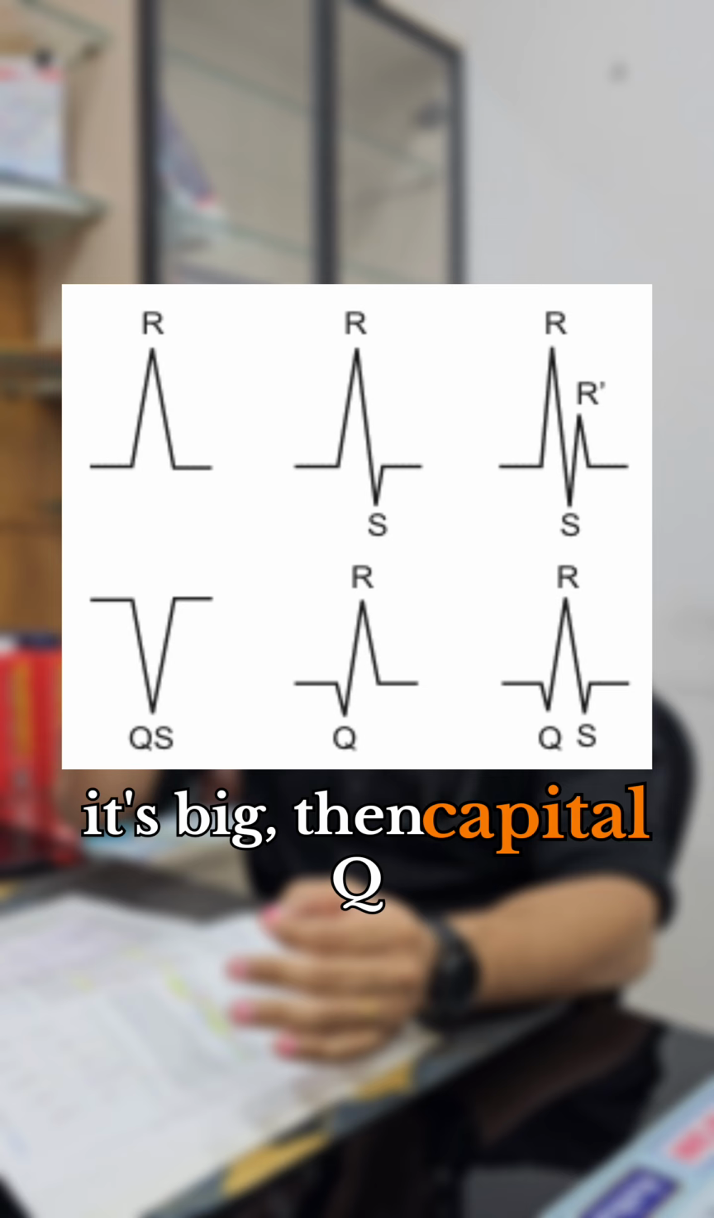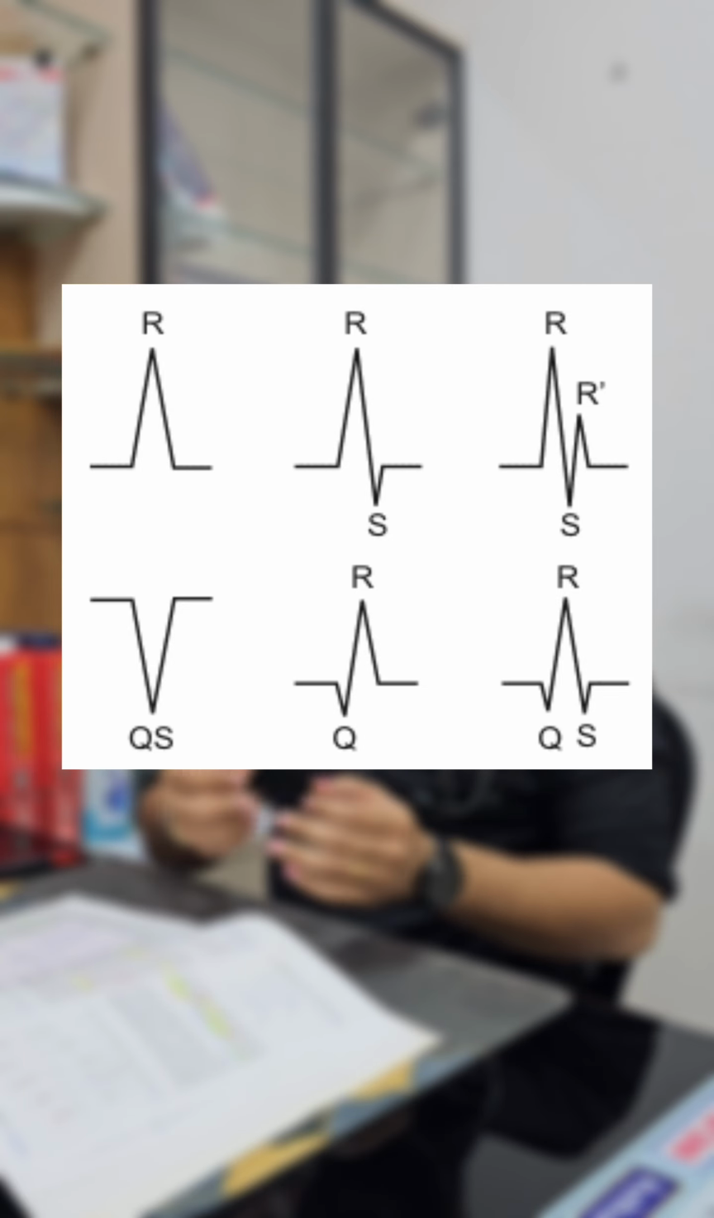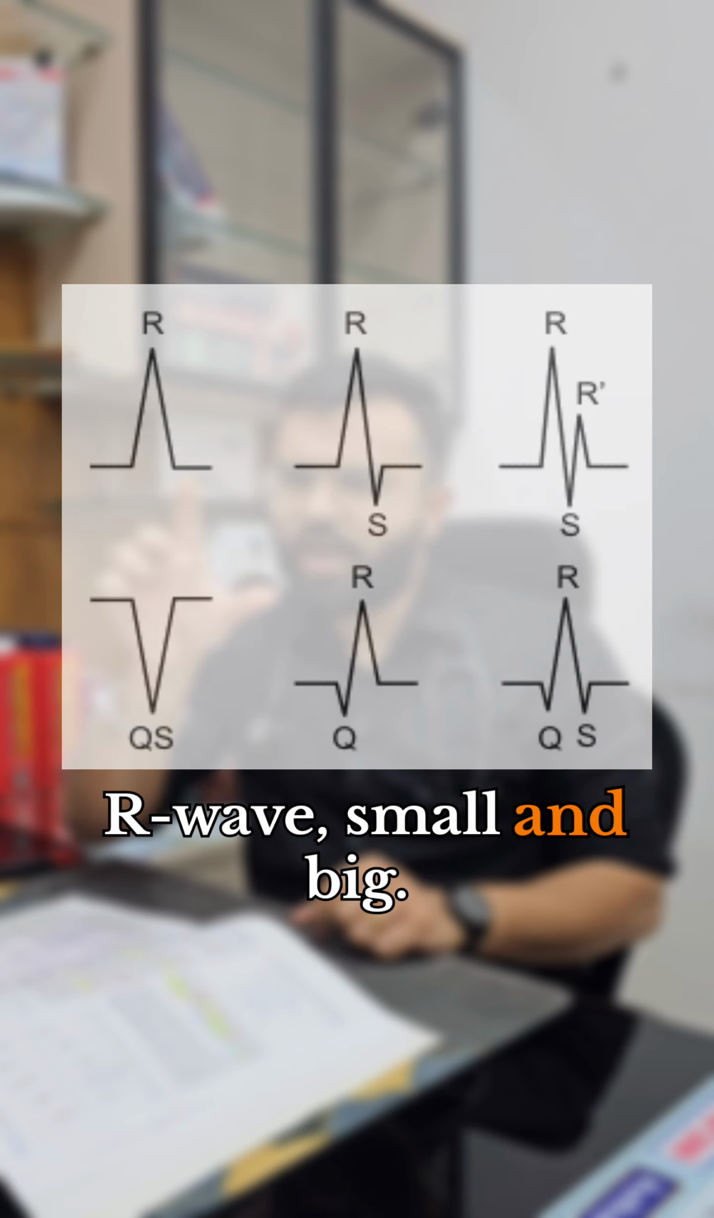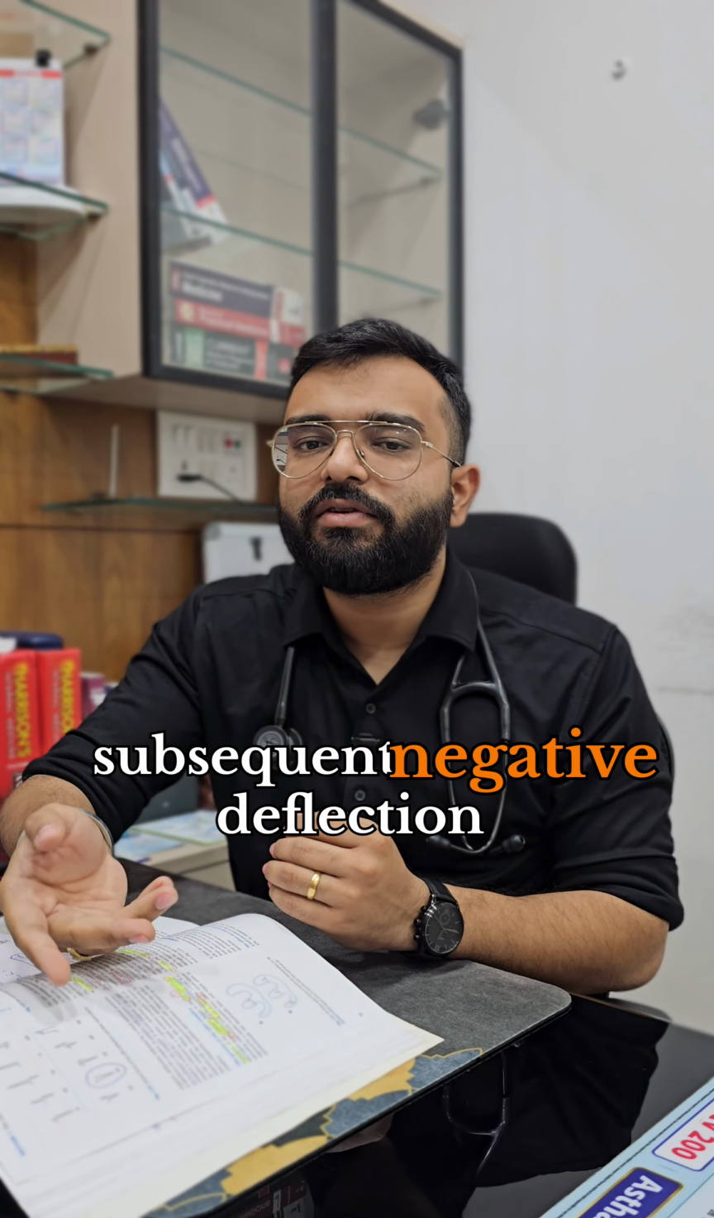Now coming to the nomenclature, the first negative deflection after P is called Q. If it's big, then capital Q. If it's small, then small q. The first positive deflection after P is the R wave, small and big. And the subsequent negative deflection after the R wave is called S.